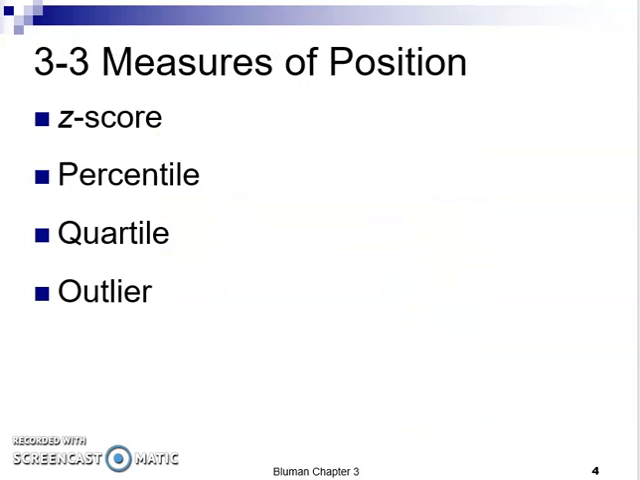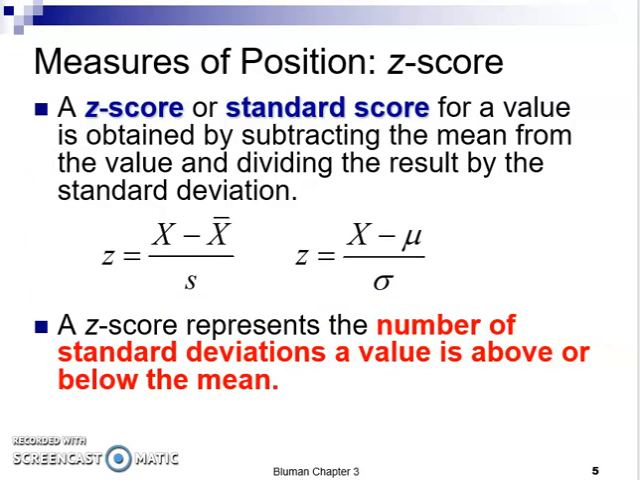So moving on to section 3.3, we're going to look at the z-score, the percentile, the quartile, and outliers. So first of all, to begin with the z-score. The z-score, otherwise known as the standard score, is obtained by subtracting the mean from the value and dividing the result by the standard deviation. So basically what we have here is a rule. This is our rule right here: z is equal to x minus the mean, divided by the standard deviation.